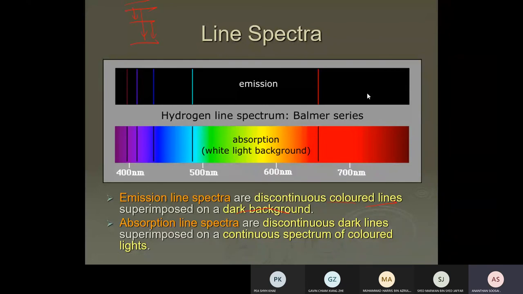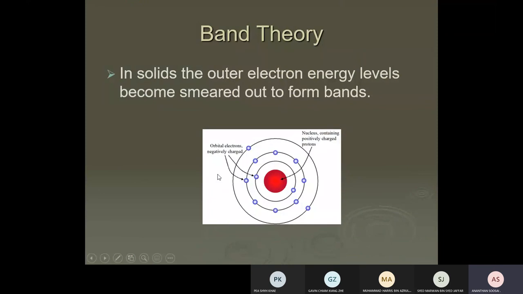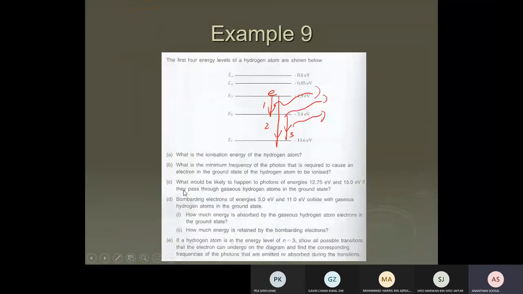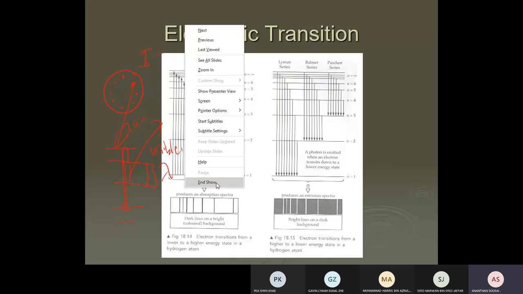Okay, any questions? No questions. Okay, guys, I think time's up. So this is what we learned today. Next class, we go to band theory. So what you learned today: the energy levels, the transitions, absorption and emission, and the contribution of Niels Bohr. Any questions?